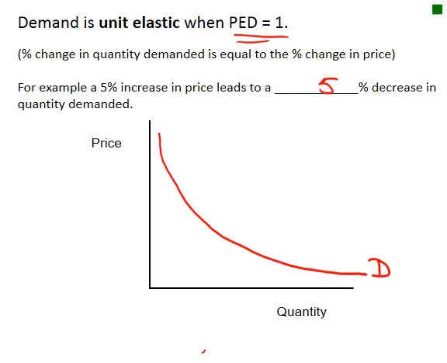Now demand is unit elastic when PED equals 1. So the percentage change in quantity demanded is equal to the percentage change in price. So a 5% increase in price leads to a 5% decrease in quantity demanded. Now you will not be asked to describe this curve, but it is what's called a rectangular hyperbola. It comes down, it will never meet the x-axis, and this is the demand curve. That's when it's unit elastic.